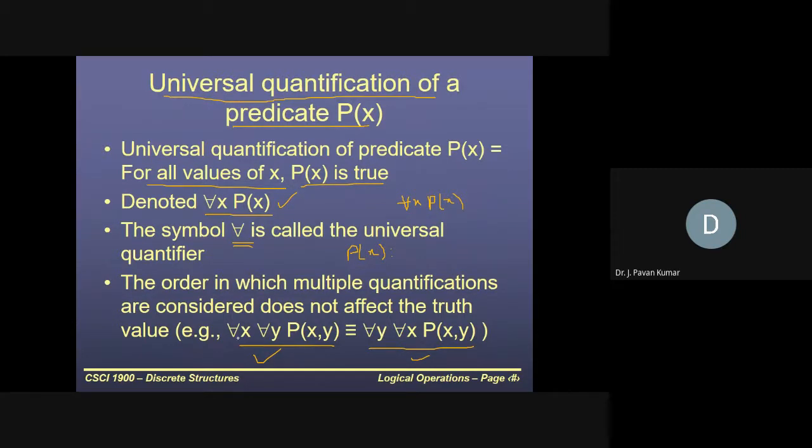Understand my point? For all x, for all y, or for all y, for all x. Or if you consider three variables, we have for all x, for all y, for all z. Here we can write it in any order: for all z, for all y, for all x. Like that, in any order we can use these universal quantifiers. Clear? I'll show you an example, then you can understand in a better way.